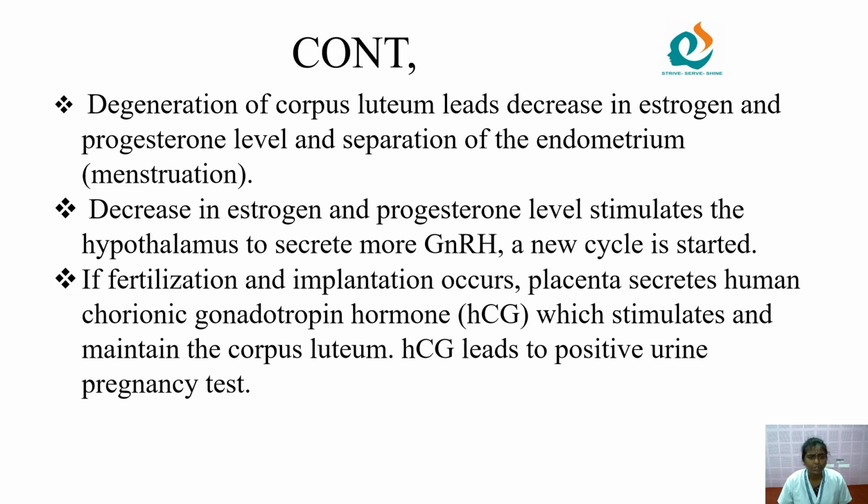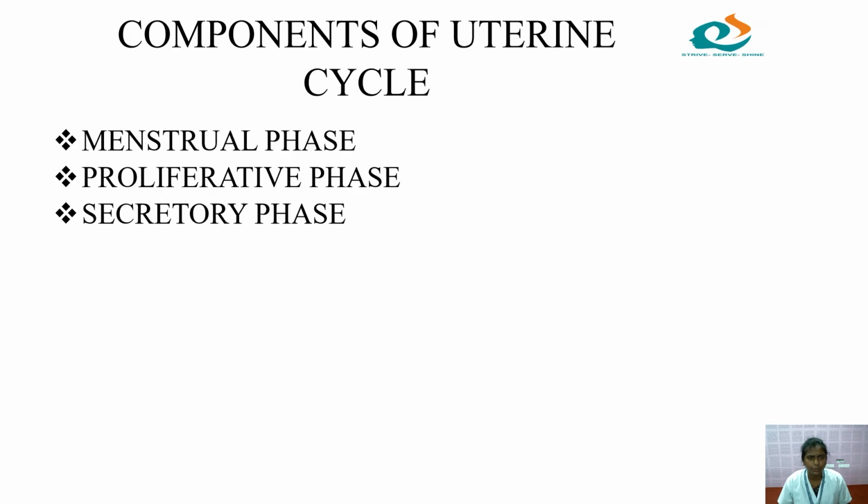Degeneration of the corpus luteum leads to a decrease in estrogen and progesterone levels and separation of the endometrium. The decrease in estrogen and progesterone stimulates the hypothalamus to secrete GnRH, and a new cycle is started. If fertilization and implantation occur, the placenta secretes human chorionic gonadotrophin, which stimulates and maintains the corpus luteum. HCG leads to a positive urine pregnancy test. Then we move on to the uterine cycle.